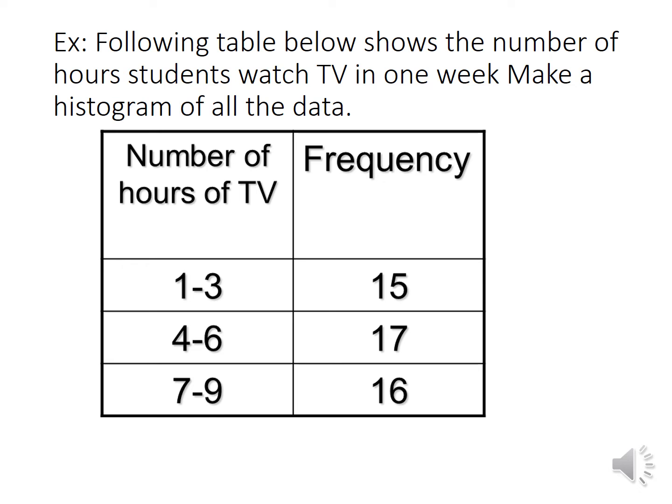Okay, so to draw the histogram, the first requirement is that the upper limit of one class must match the lower limit of the adjacent class. Here 1 to 3 and 4 to 6 do not have the same quantity, so we have to adjust these limits. How to do the adjustment? From 3 to 4, there is one gap.